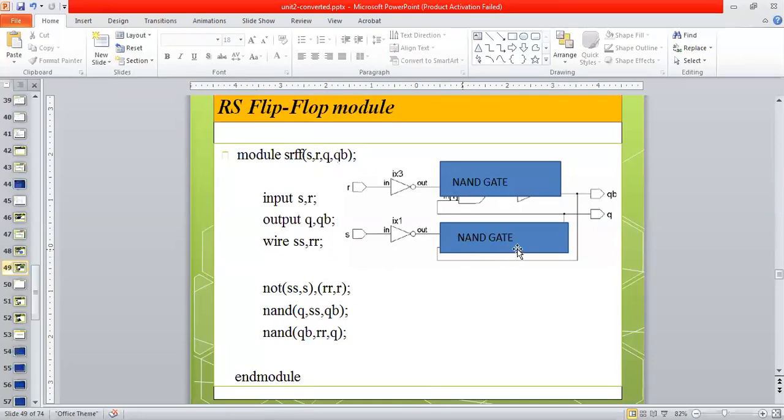If you observe this, the input is SS. And what is the output here? The output is Q. We are feeding this output forward to the other NAND gate. In that way, we are designing this RS flip-flop module.